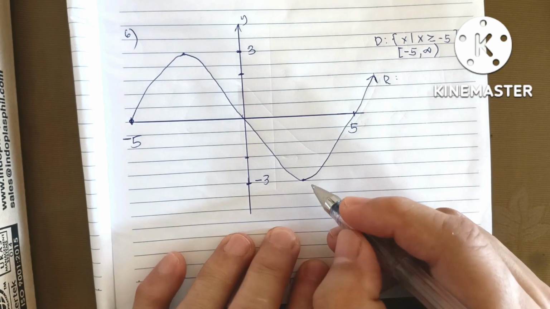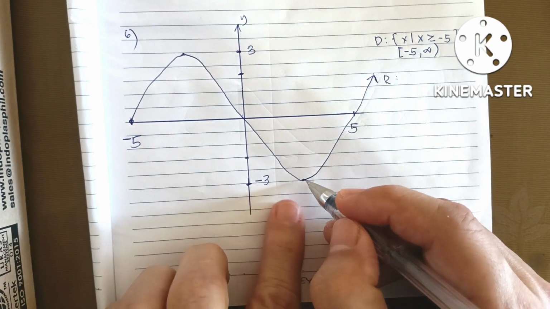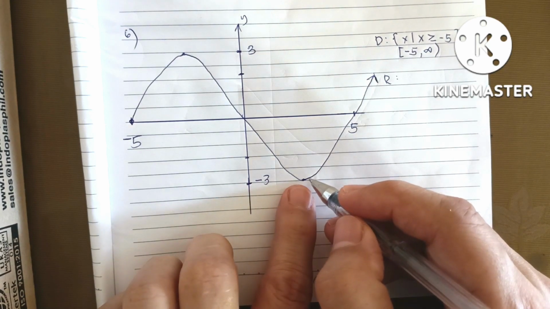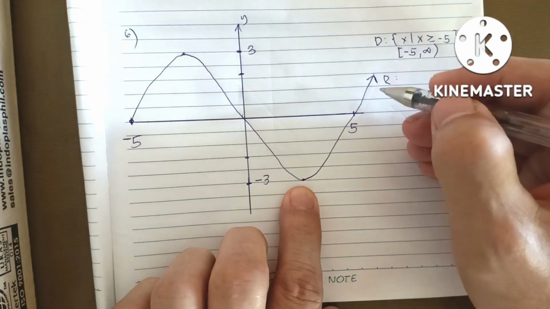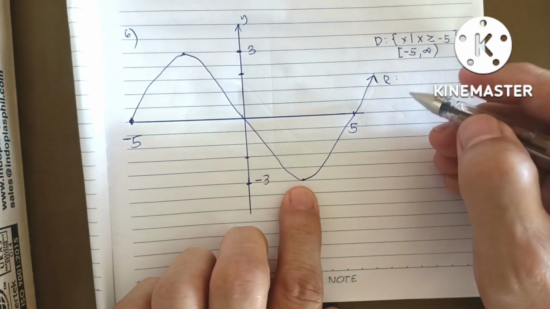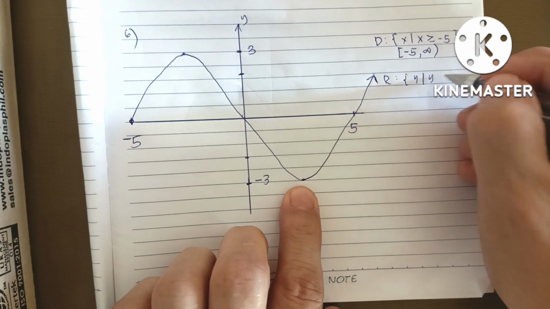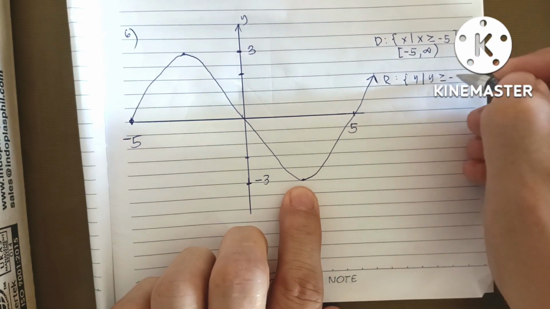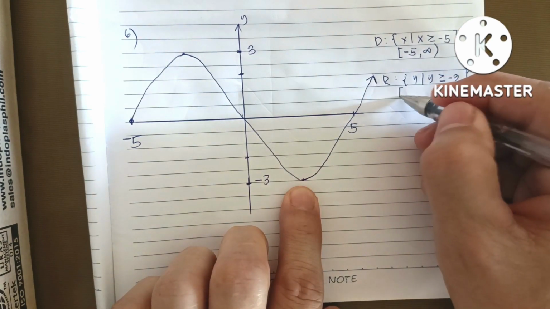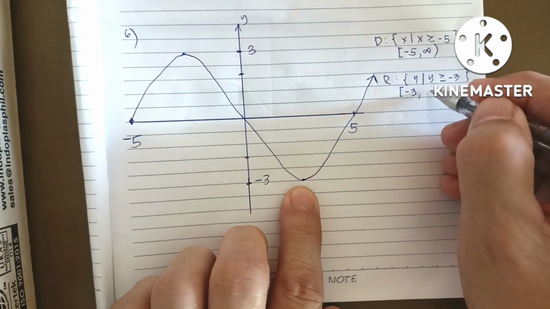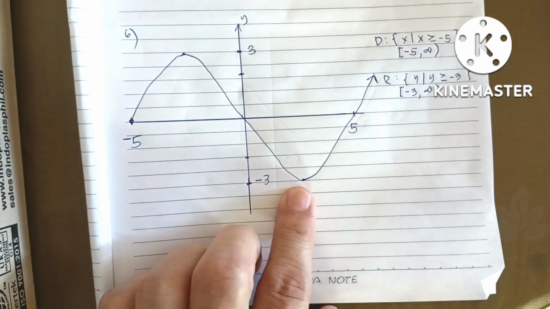As for the range, the minimum point of the graph is at the point -3 with respect to the y-axis, di ba? Ito yung minimum point niya. And the graph is moving upward continuously again without bound. So that would make our range the set of all y's such that y is equal or greater than -3. And for the interval notation, bracket -3 up to positive infinity. And we are done. Okay?